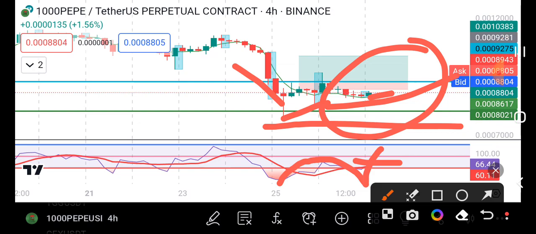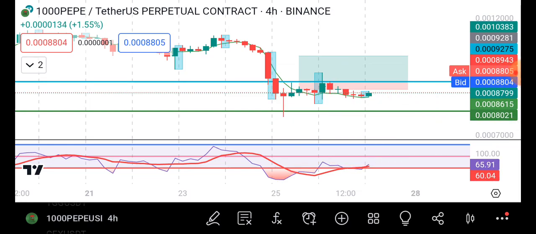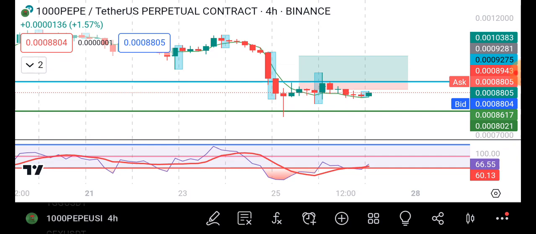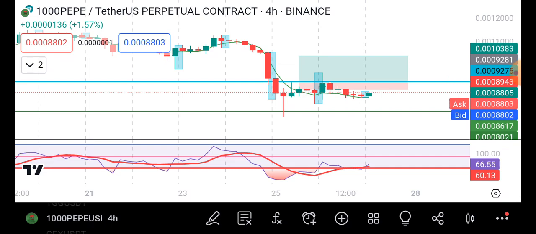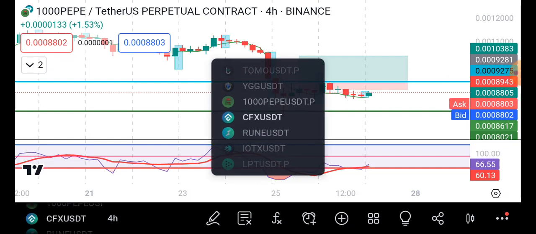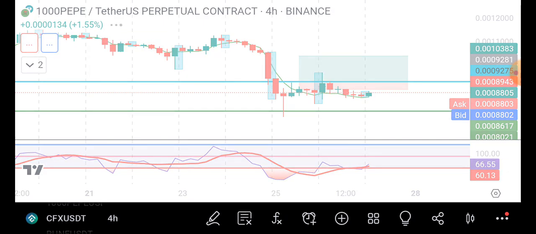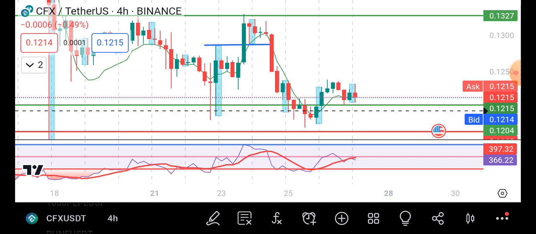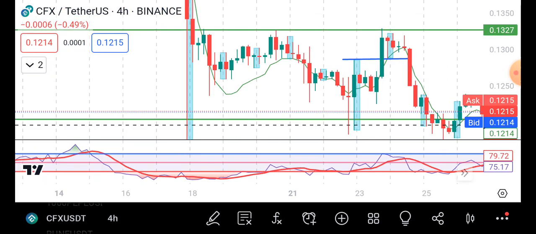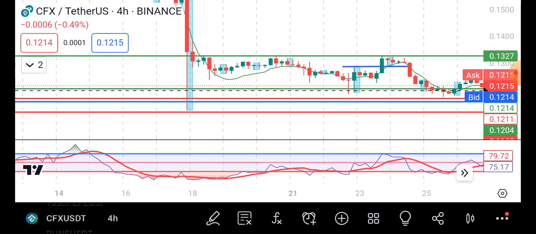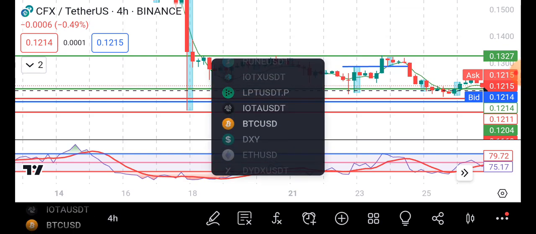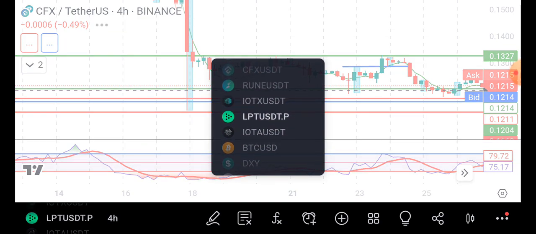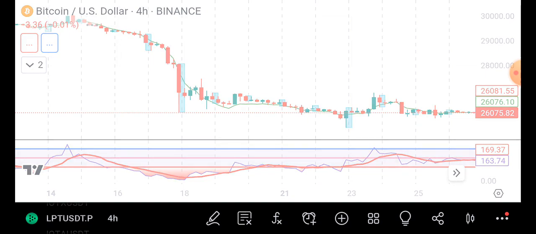Let's backtest this on other pairs. Okay, let me check on other pairs. Let me just pick randomly. Okay, let me pick CFX. Do you want me to pick CFX? Okay, on CFX, what do you want to see? I think I've already analyzed this before. Let me pick the one that I've never analyzed. Let's pick LPT. Okay, see LPT here.